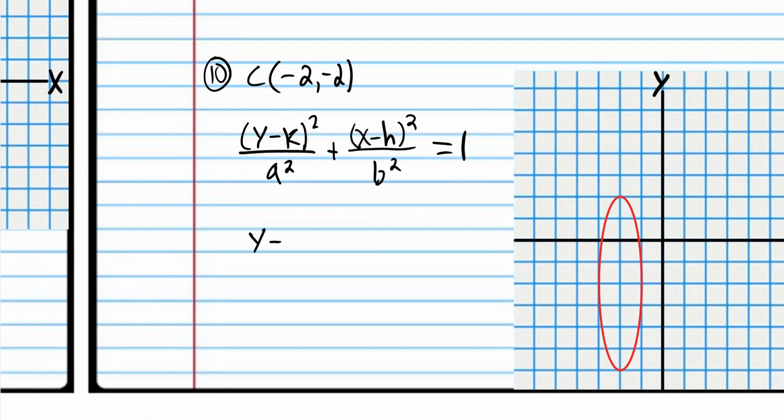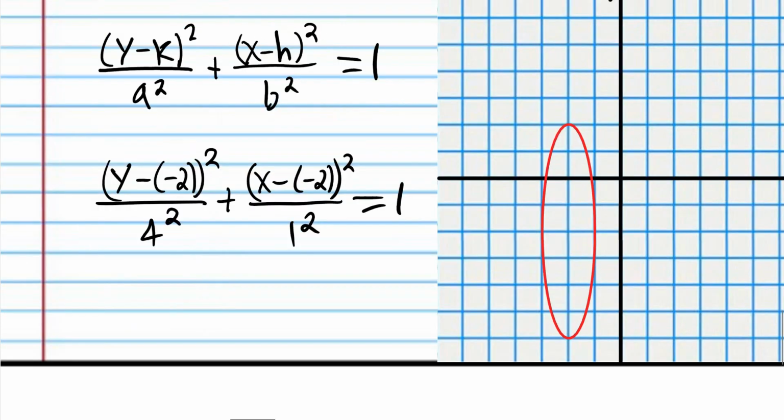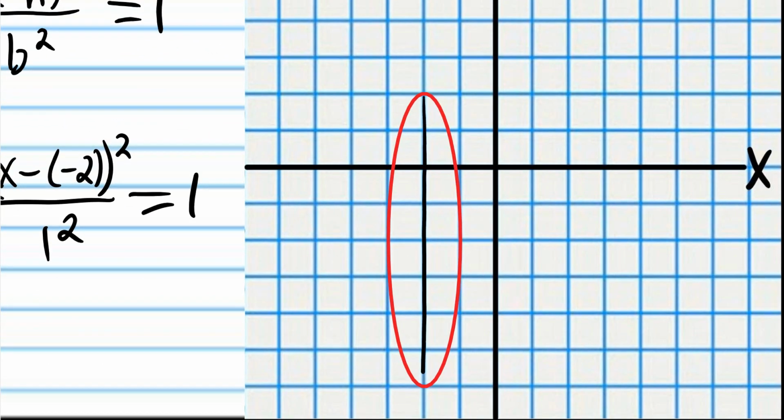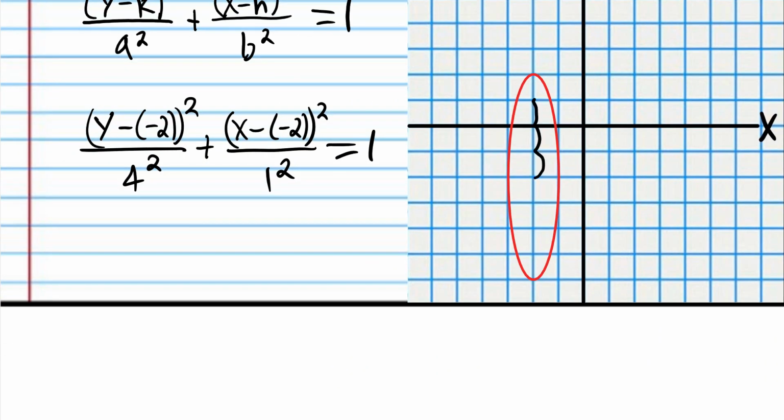So let's plug in those numbers. Y minus negative 2 squared, and x minus negative 2 squared. And a is 1, 2, 3, 4. So we have 4 squared. B is 1. And we can see that just by dividing the major axis by 2, we get a. A is always the distance from the center to the vertices. That's 4. B is always the distance from the center to the side of the ellipse in the case of a vertical ellipse.